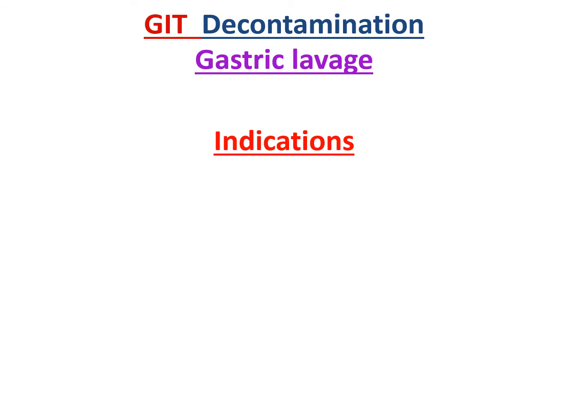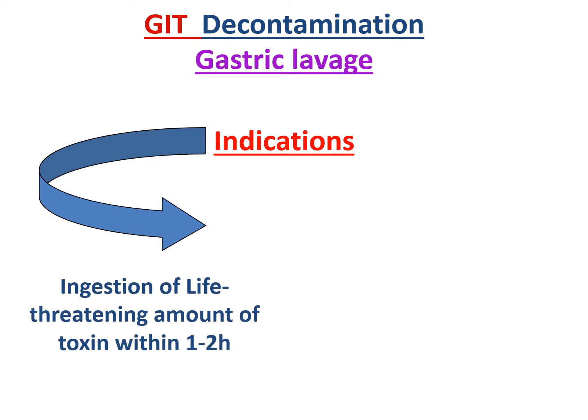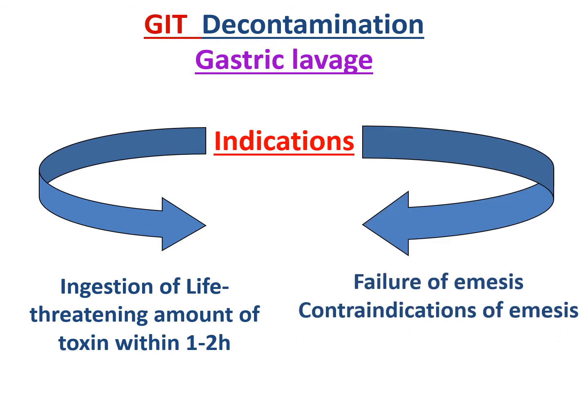The second method of GIT decontamination is gastric lavage. The indications of gastric lavage include ingestion of a life-threatening amount of toxin within 1 to 2 hours. Also, failure of emesis, or if there are contraindications for emesis.